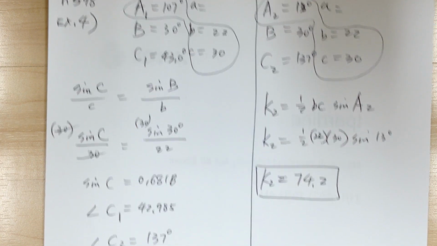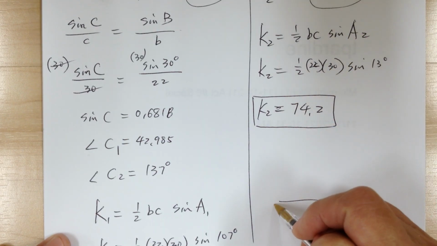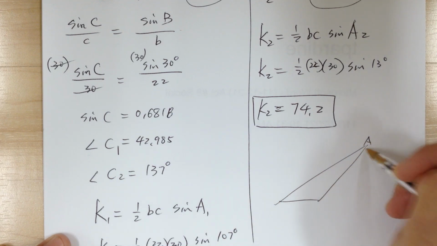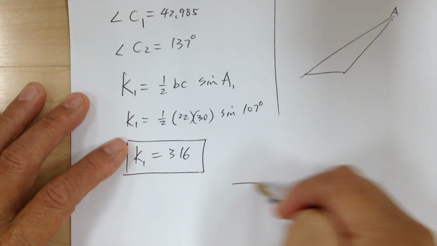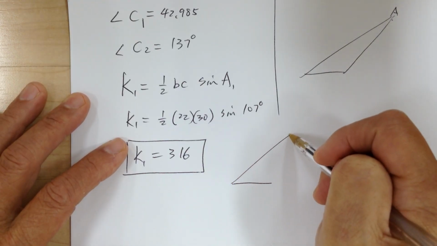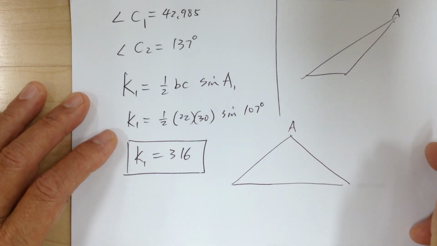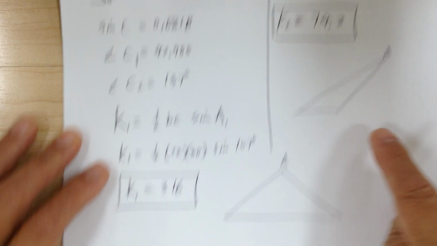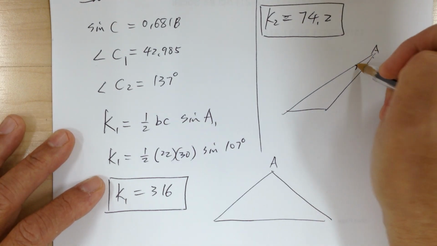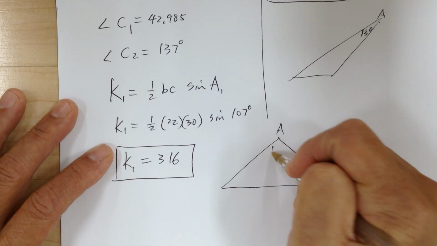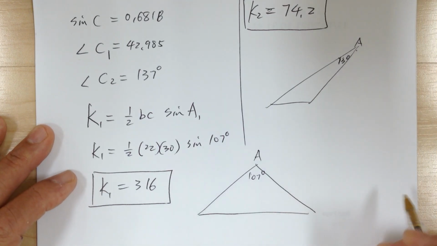If you wonder what the triangles look like, for this triangle the angle A looks like this. So here's your angle A, and that's why it's kind of small. For this other one, the angle A is kind of like this. That's the difference between the two triangles. So here's your 13 degrees, and here's your 107 degrees. Again, two possibilities.